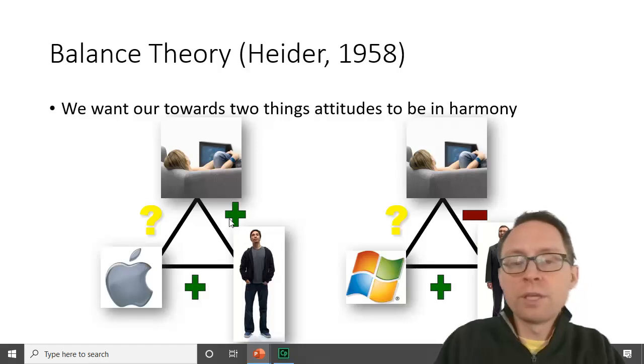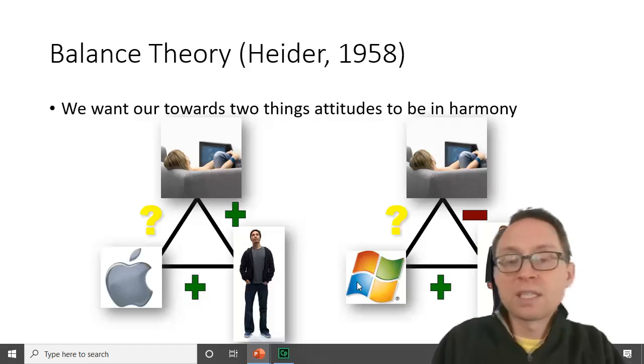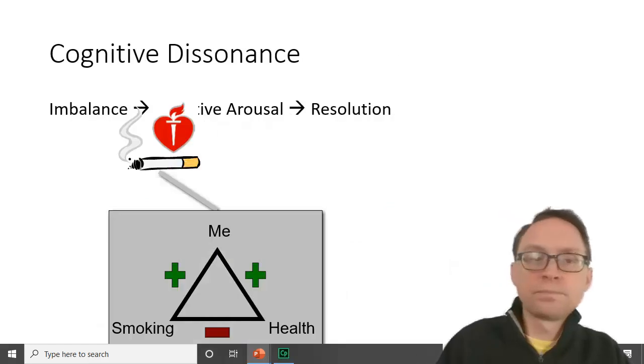So if you're ever looking at one of these ideas, you should just put yourself there and put somebody you like or dislike in the other corner, and then figure out what would be balanced. I like this person, they like that thing, then it's balanced for me to like it. I dislike this person, that person likes this thing, it would be balanced for me to dislike that thing.